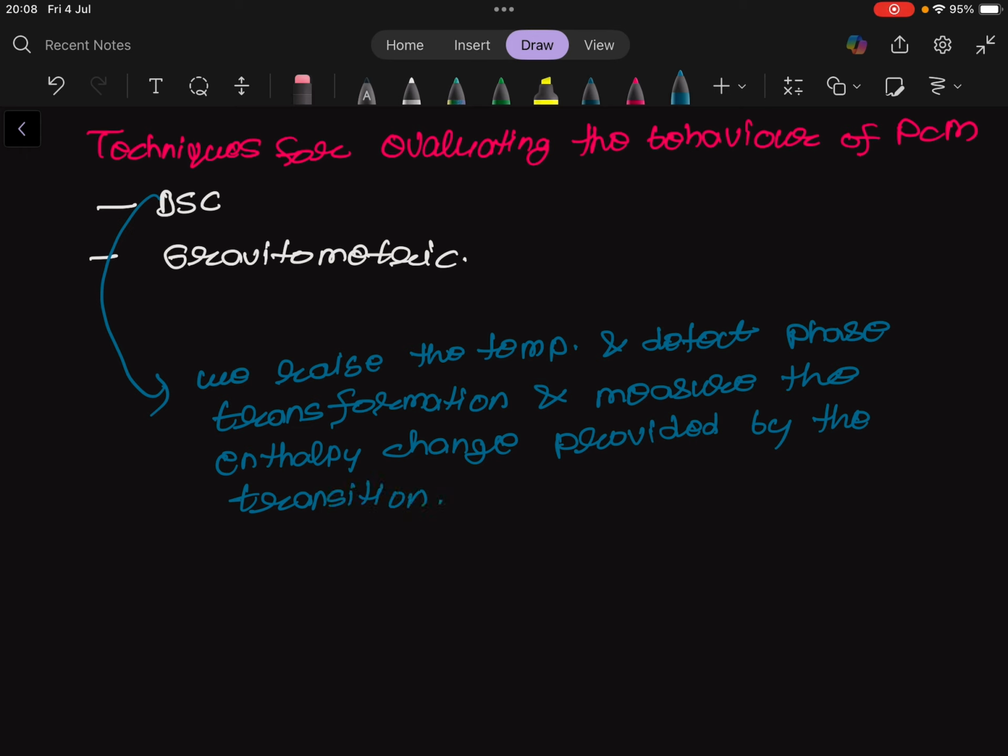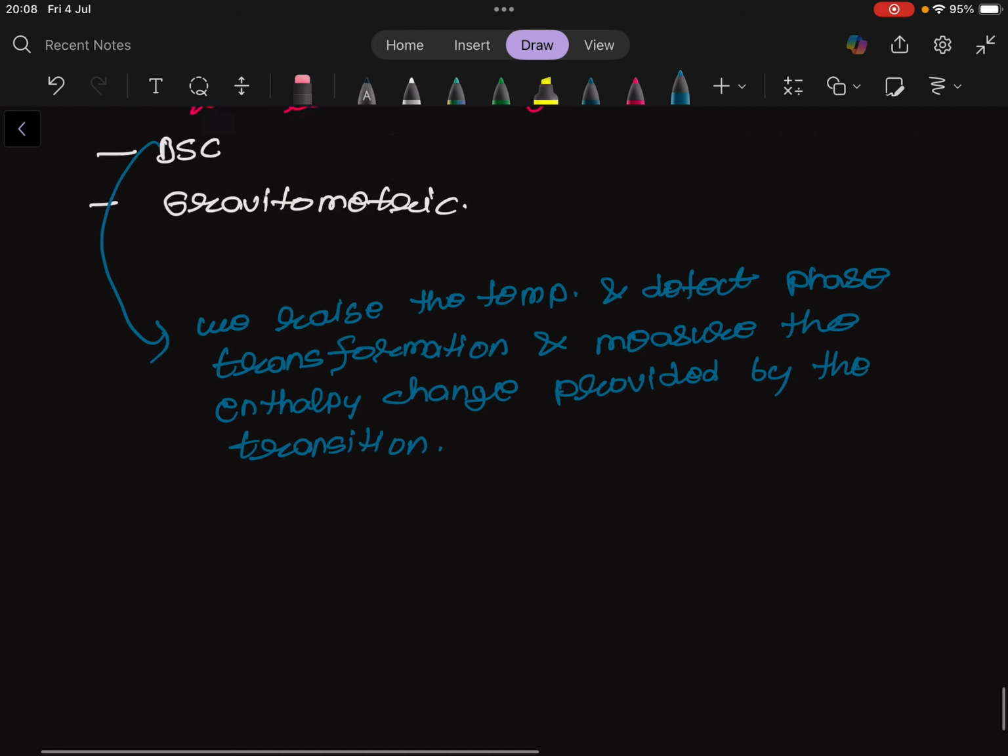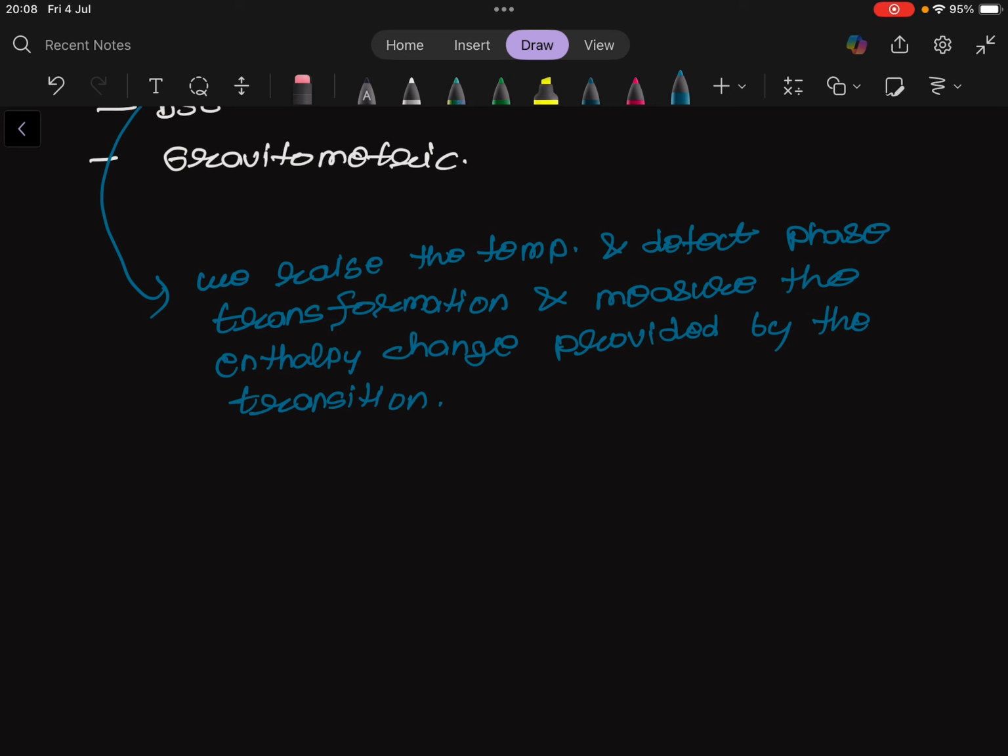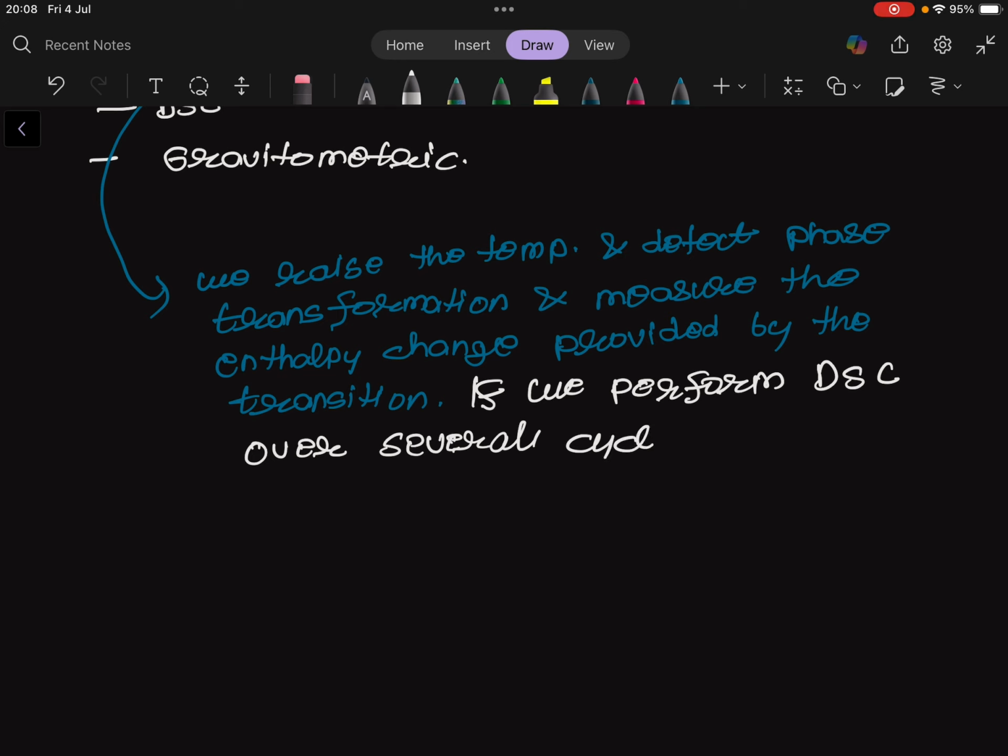If we perform DSC over several cycles, then we get the thermal stability.